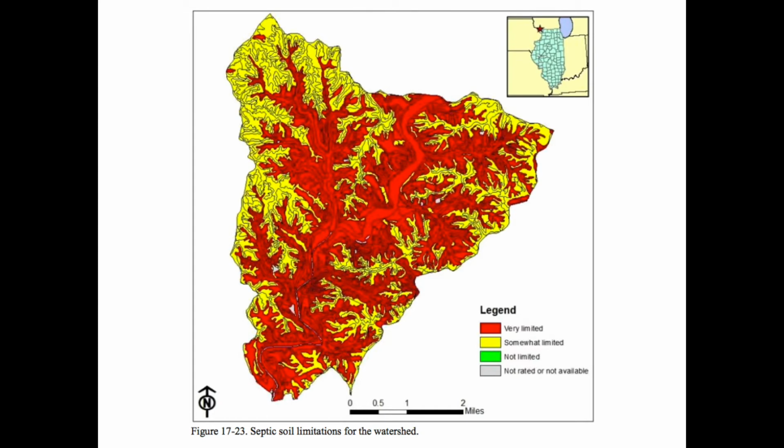Soil limitations for septic drainage fields are represented in this map of the area. The red represents areas where the soils are very limited for septic. Very limited means the soil has one or more features that are unfavorable for the specified use. Yellow areas are somewhat limited.